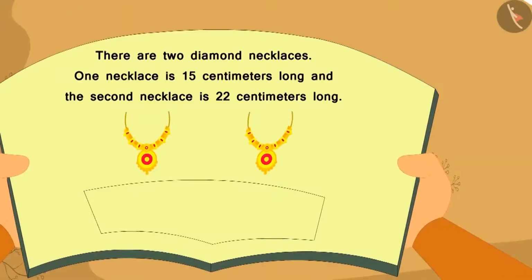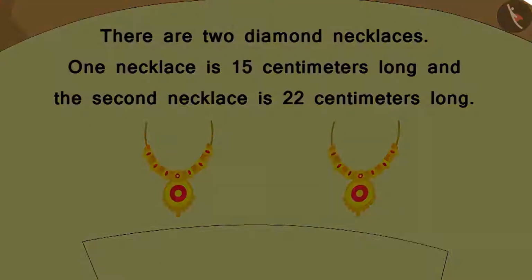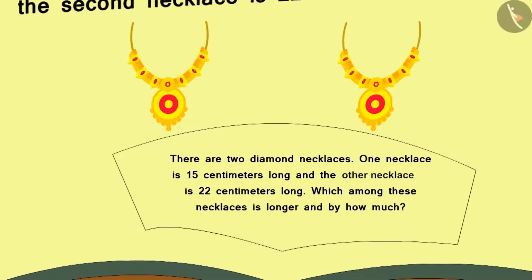Now Chanda immediately turned the page of the book and she saw this picture. There are two diamond necklaces here. One necklace is 15 centimeters long and the second necklace is 22 centimeters long. Chanda immediately wrote this question. There are two diamond necklaces here. One necklace is 15 centimeters long and the other is 22 centimeters long. Which among these necklaces is longer and by how much?